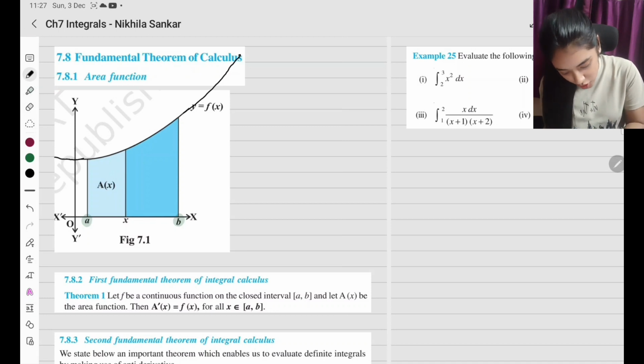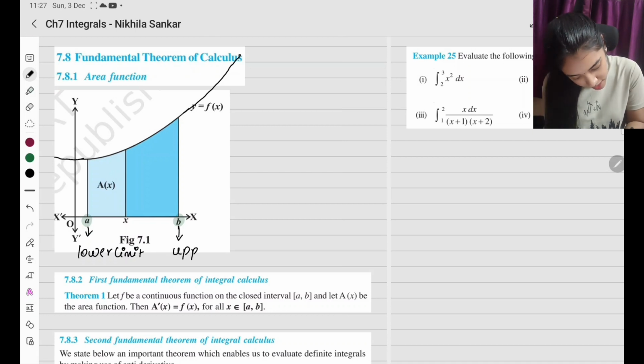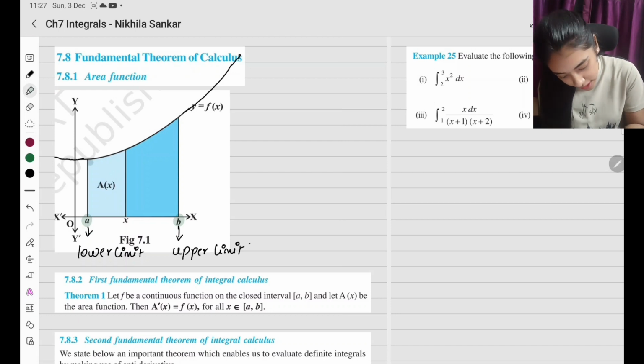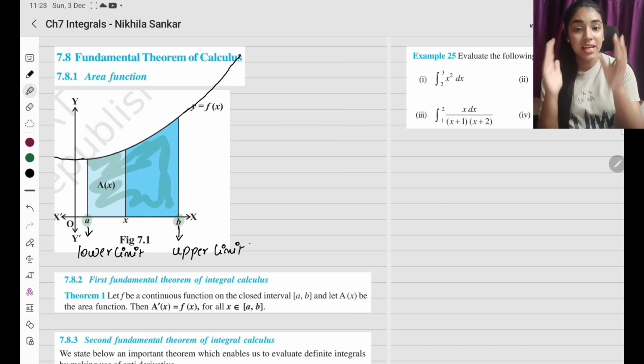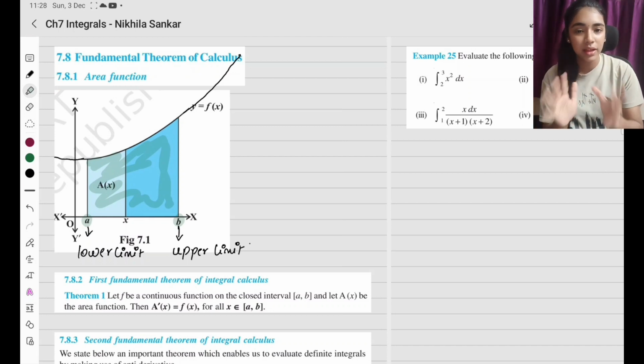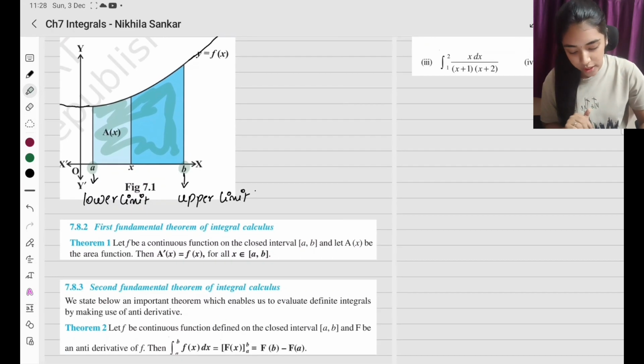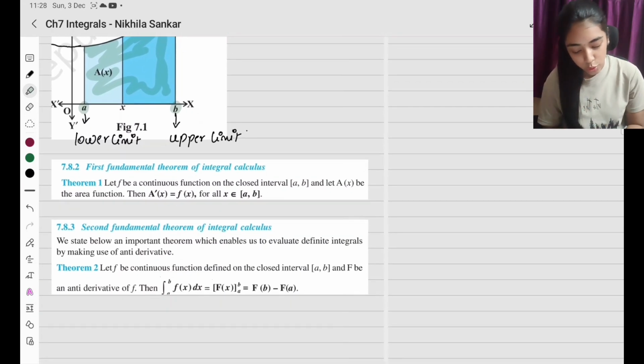So this is called the lower limit. Okay, we call this the lower limit and we call this the upper limit. And in the lower limit and upper limit kulla irukra this particular shaded region, we call it the area function. Okay, so area within the integral, when you have lower limit and upper limit, we call it the definite integral. Okay, so idhula rendu theorem irukku. What two theorems do we have?